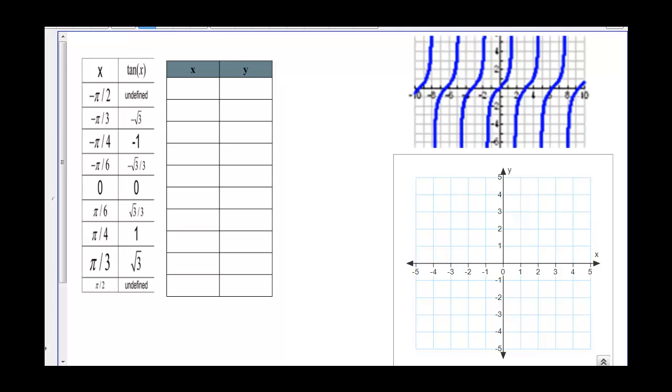We'll now find the graph for y equals the inverse tangent of x, or the arctangent of x. And again, we need to switch our y's and our x's in our table.